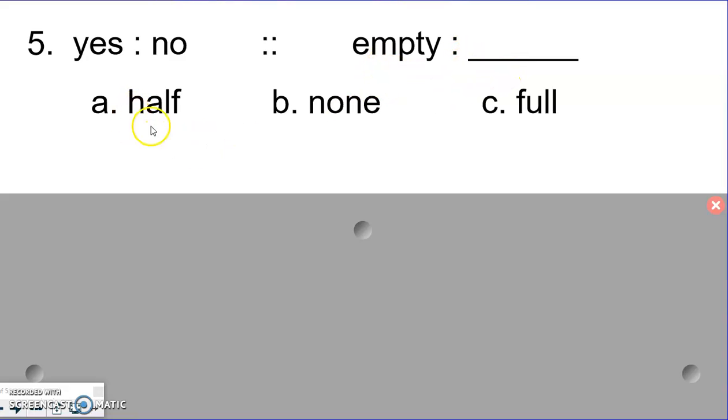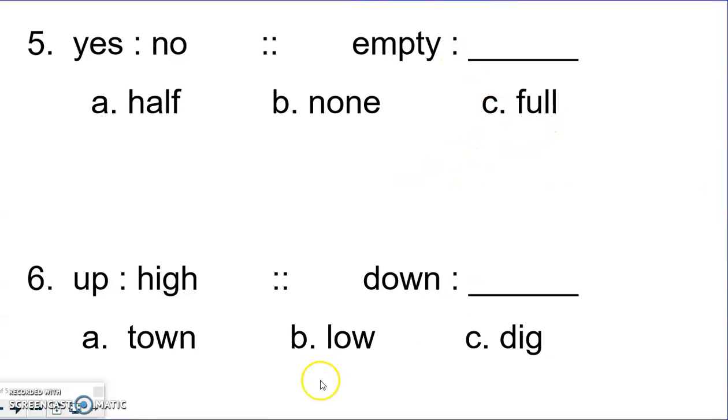So look at our answer choices. Show me with your fingers what you're thinking. 1 for A, 2 for B, or 3 for C. Which answer choice means the opposite of empty? All right, I hope you're showing me a 3, which is letter C for full. Yes is to no are opposites or antonyms. As empty is to full, those words are also opposites or antonyms.